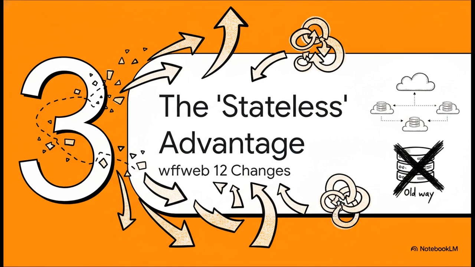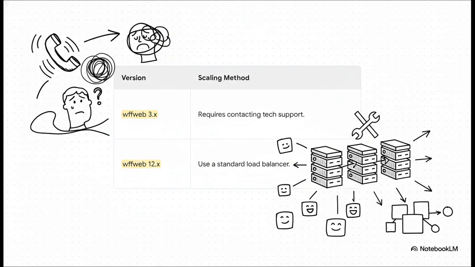Okay, now we're getting to the really cool part. This is the absolute game changer in wffweb version 12. This is where we totally throw that old way of thinking out the window. You can actually see this evolution just by looking at the framework's history. Back in the day, with version 3, if you wanted to scale, you had to call tech support. But now, with version 12, that's all gone. They've put the power right back in the developer's hands to use standard, everyday tools.